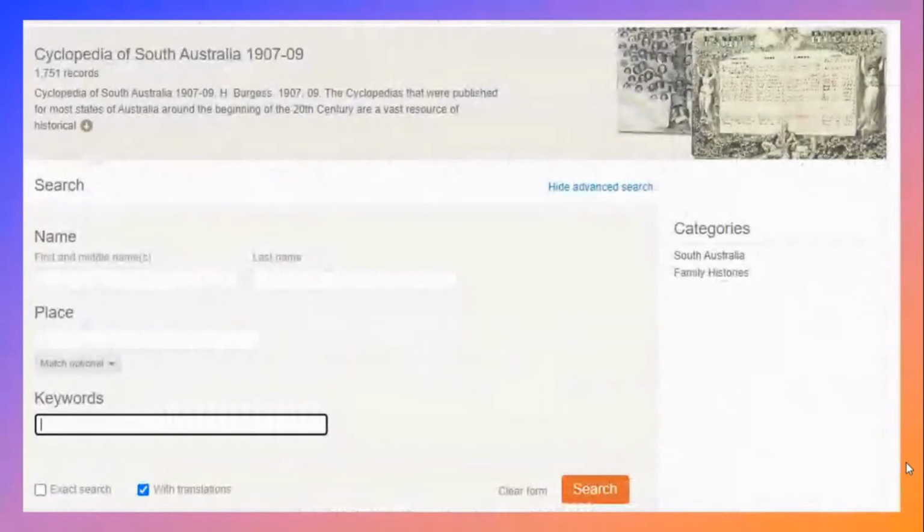Now, moving on to another one of my favourite background context type of records, and that's the cyclopaedias. All of the colonies did these cyclopaedias towards the end of the century, and certainly in the early 1900s, most of them were published. They can be one or more volumes, and you can search for names, and some names are in them, but I mostly use keywords. I'll look for a place or an occupation or something in that sort of idea rather than a person.